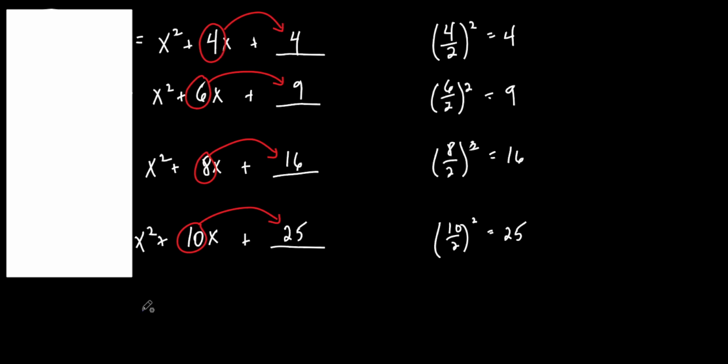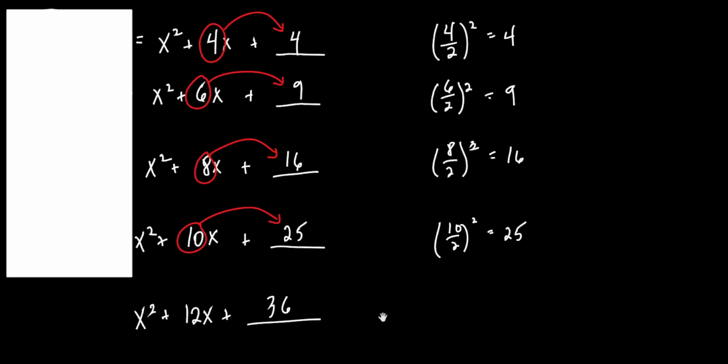What if I did this? What if I said x squared plus 12x plus blank? So what's going to go right here? 36. Everybody see it? I mean, I'm making this easy because it's like the very next one. All right, but you could do that with anything.